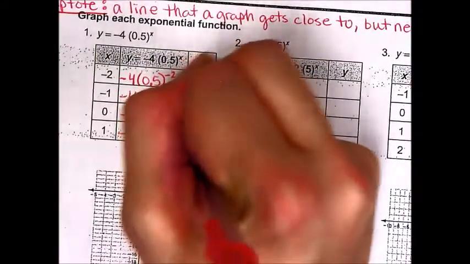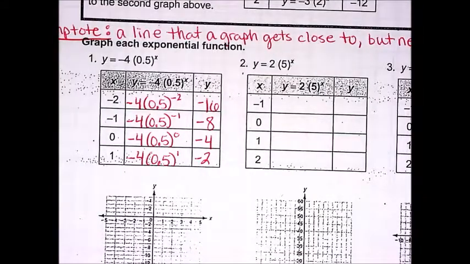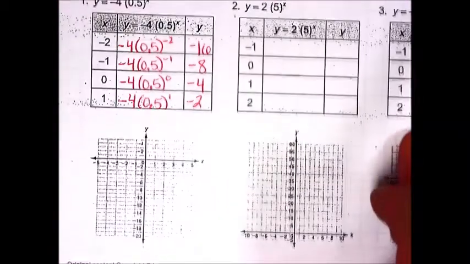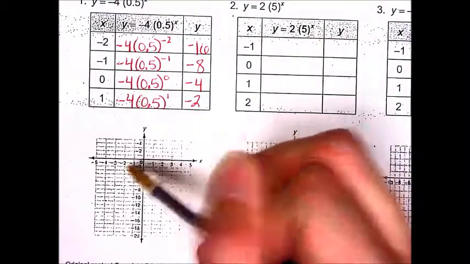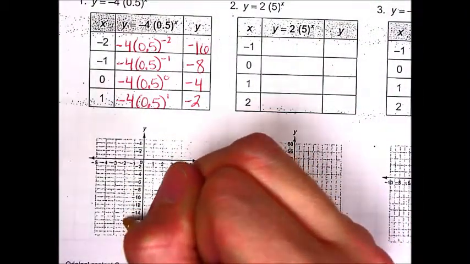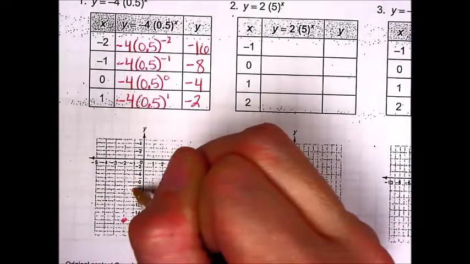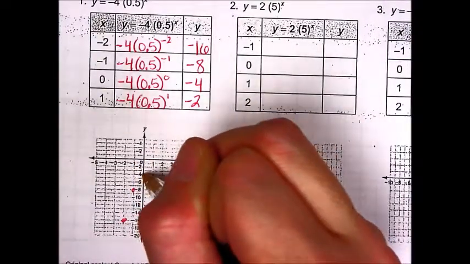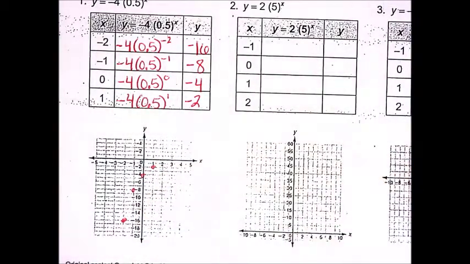All right, so here's the deal. In addition to being able to make a table and make a graph, let's finish the graph, I guess, and then we'll talk about what extra we need to write. Okay, negative 2, negative 16. Negative 1, negative 8. 0, negative 4. 1, negative 2.